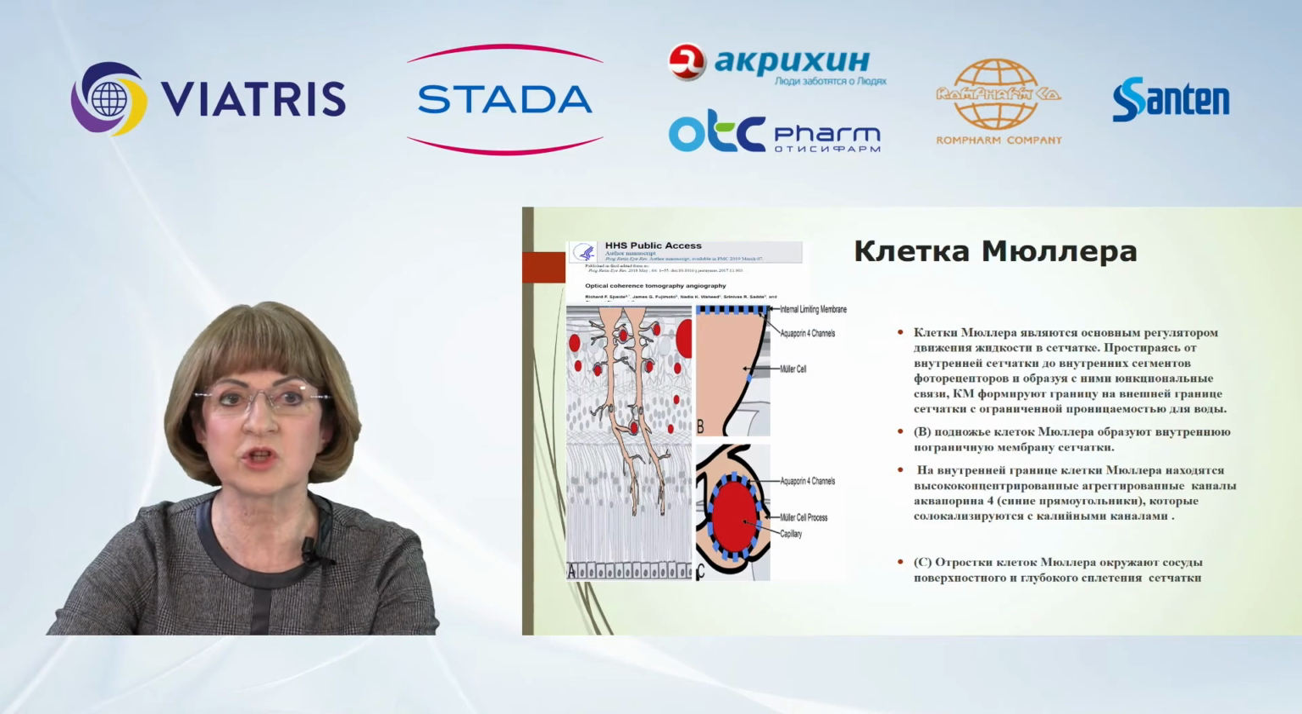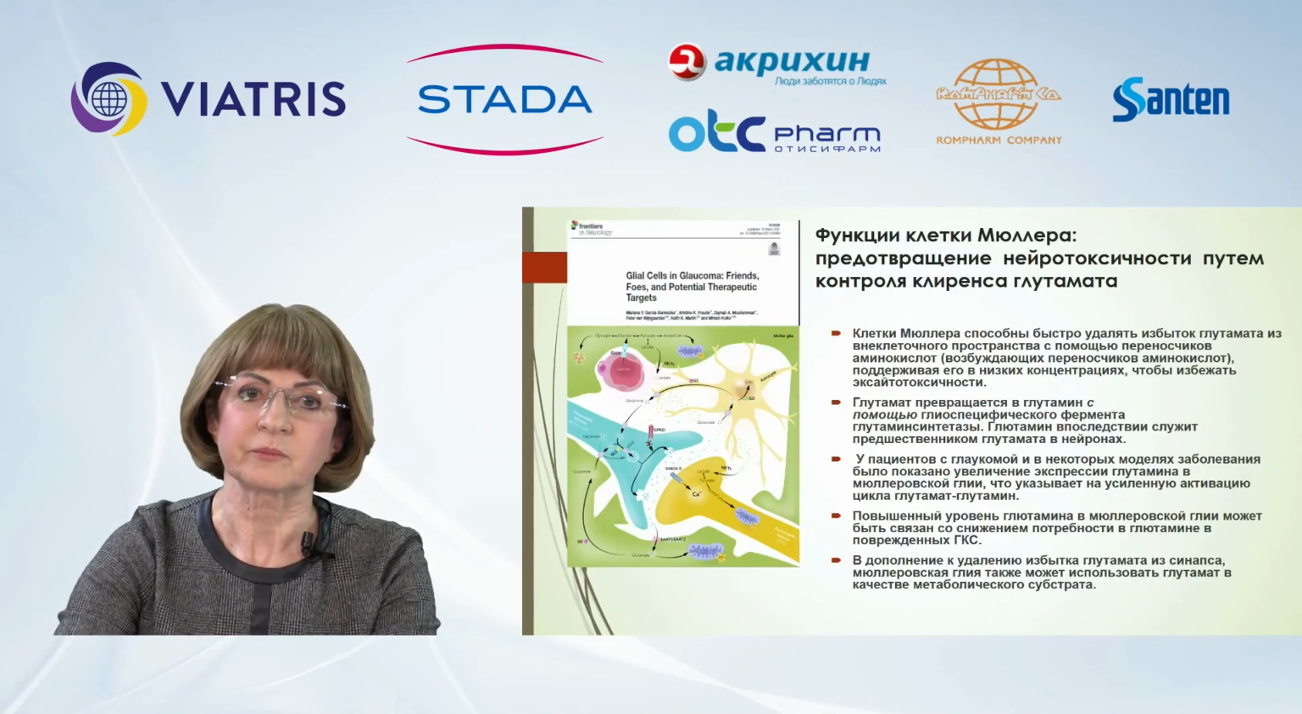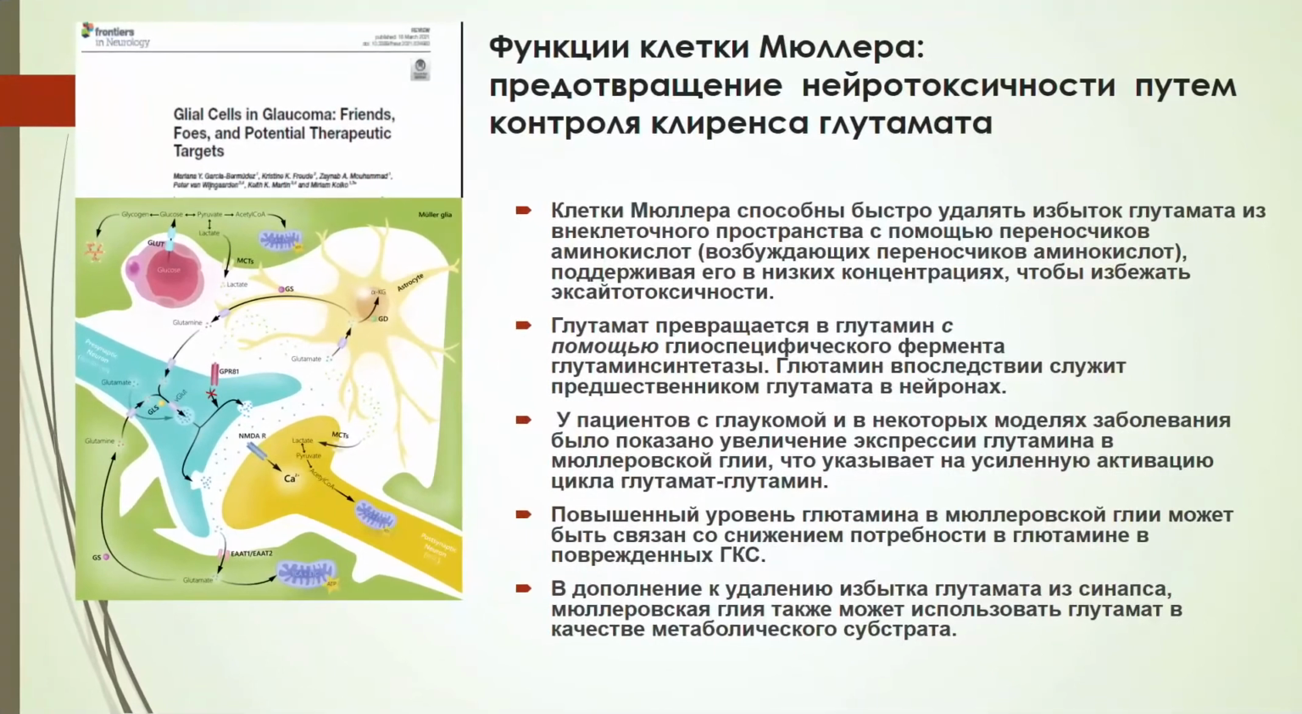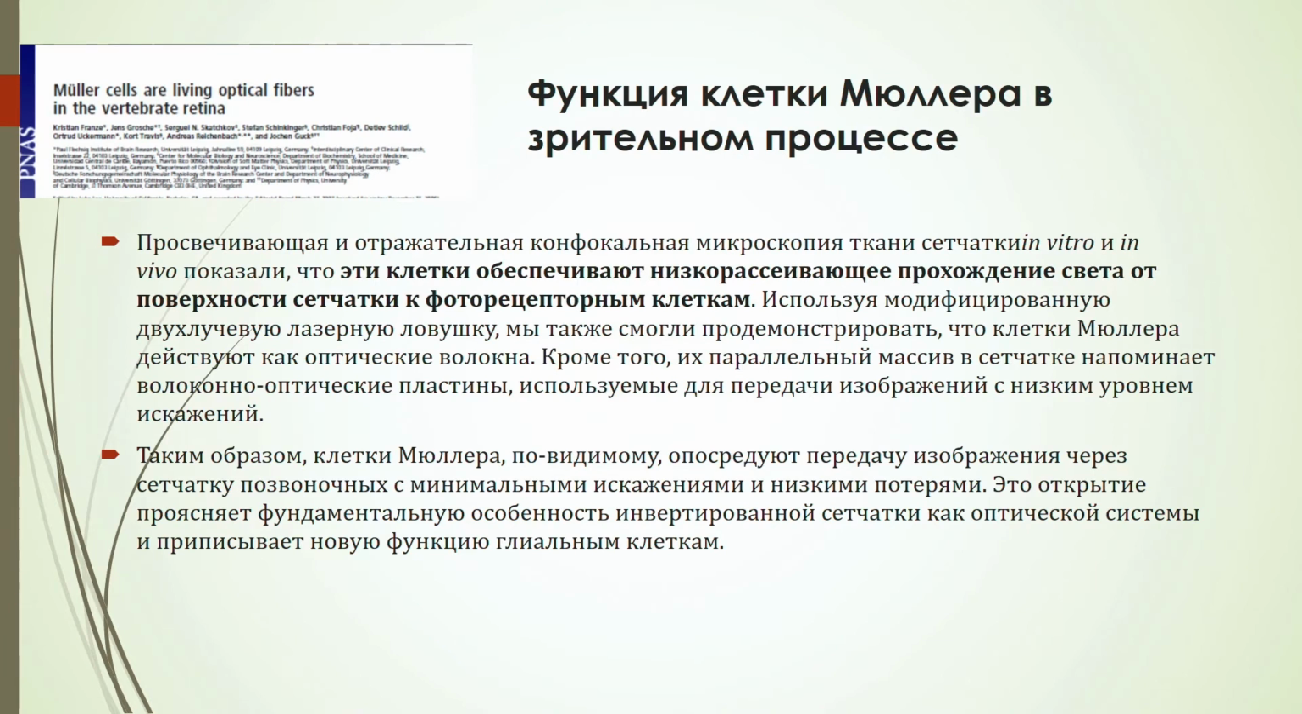The latest publications show the supportive function of the density of the deep and the superficial plexus, and the most important function that Muller cells have is prevention of neurotoxicity because of glutamate clearance control. So all that is happening in the normal situation, but any moment it can be changed. So these cells from partners, from friends, could easily become foes. For example, a Muller cell could release an excess of glutamate, and then we see the loss of synapses due to cytotoxic death.